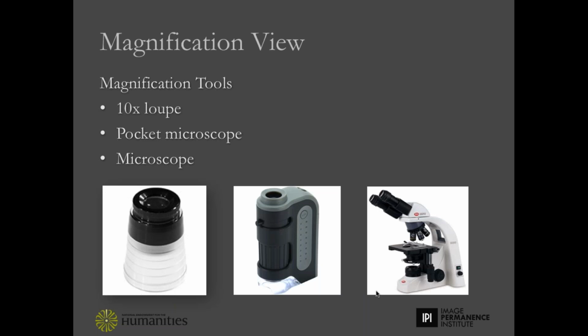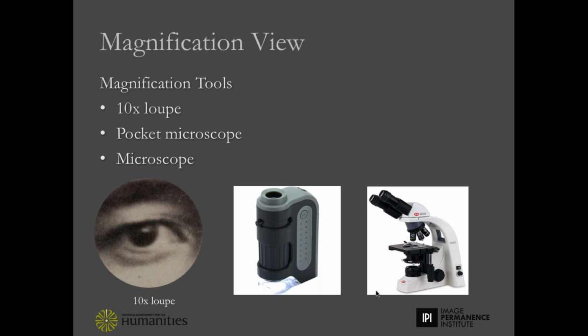Tools for magnification include a 10x loupe, a pocket microscope, and a stereo microscope. The first two are easily accessible. You can purchase these online or at any sort of photo store. The loupe and the pocket microscope are necessary tools for identification. I'll say it again. You need to have a loupe and you need to have at least a pocket microscope for identification. There are some processes, like photomechanical and digital print processes, that cannot be properly identified without magnification.